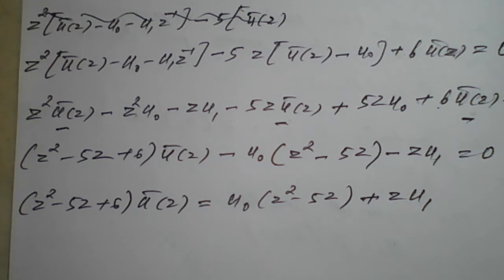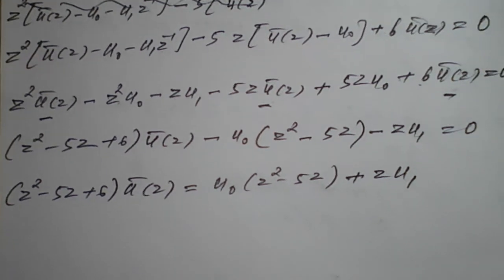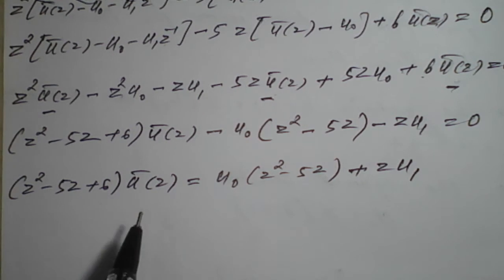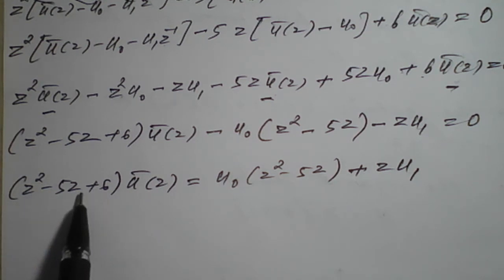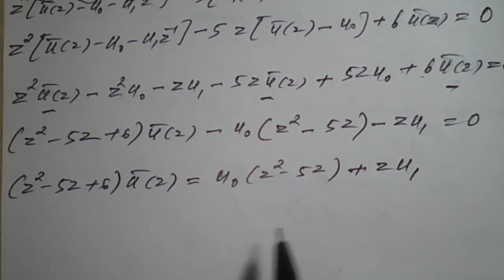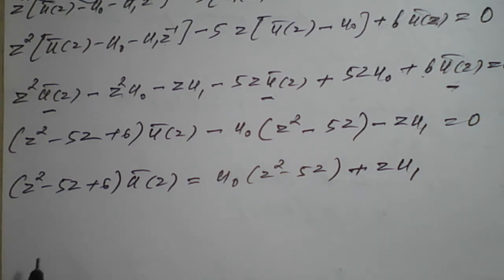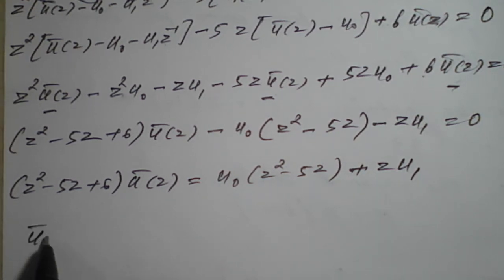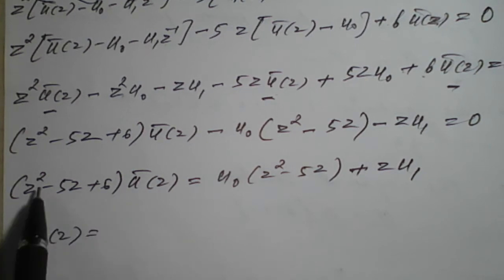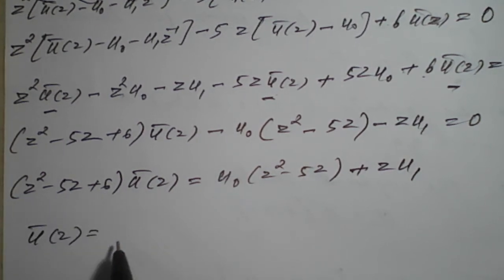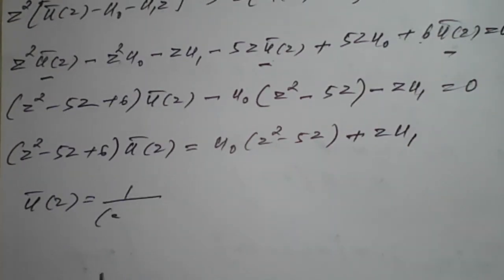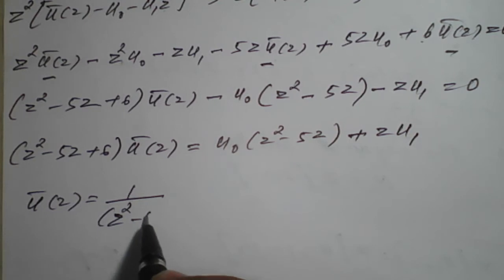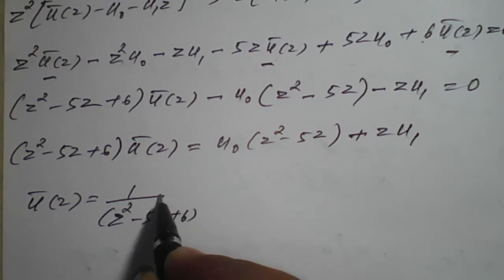So once we got this step, now we'll go for the rearrangement. We want only u dash of z on the left hand side, so we'll shift this z square minus 5z plus 6 to the right hand side. If you shift it, it will go to the right hand side, and we have two terms, so I will write it like that. Just see, u dash of z is equal to, I want to shift this z square minus 5z plus 6 to the right hand side, so it is 1 upon z square minus 5z plus 6.